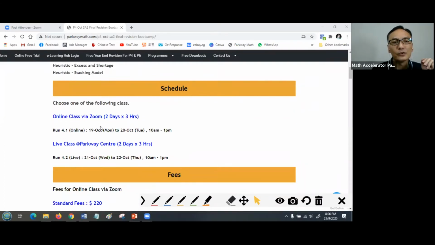So this is the schedule. They both will have online as well as live classes. As I mentioned, the 4 weeks lesson is focused on the topical revision, while the 2 days revision bootcamp will be more focused on solving trending SA2 questions. Because when we start the bootcamp, it will be less than a week before the students actually take the exams.